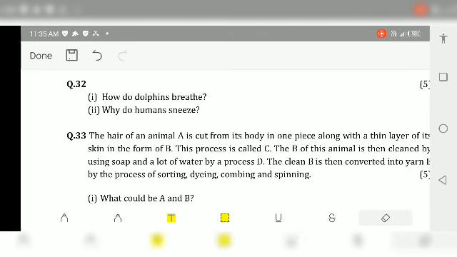Next question is: why do humans sneeze? The answer for this is: air contains various unwanted particles such as dust, smoke, and pollen. When we inhale the air, such particles get trapped by the hair present in the nasal cavity. However, the hair in the nasal cavity sometimes fails to trap these particles and they enter further into the respiratory system. This causes irritation of the lining of the cavity. As a result, we need to expel these particles out of the body.